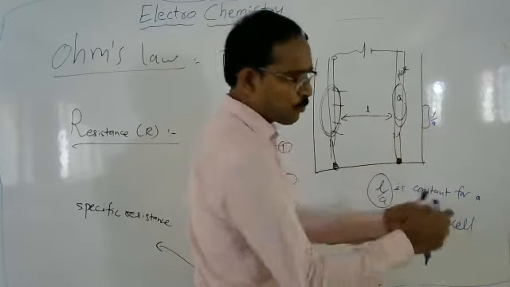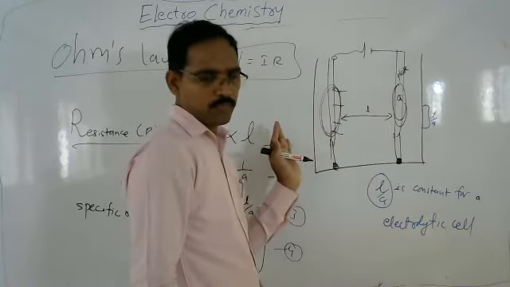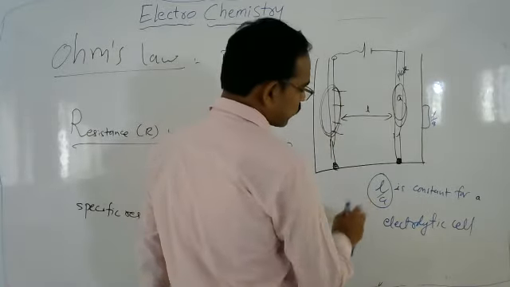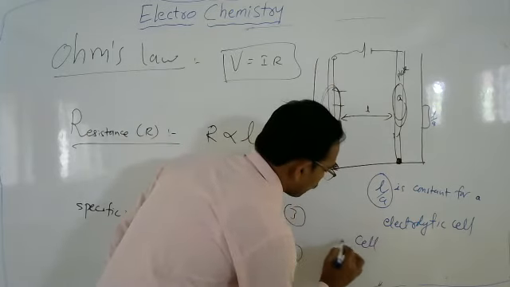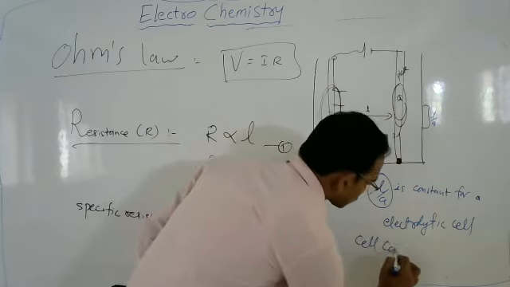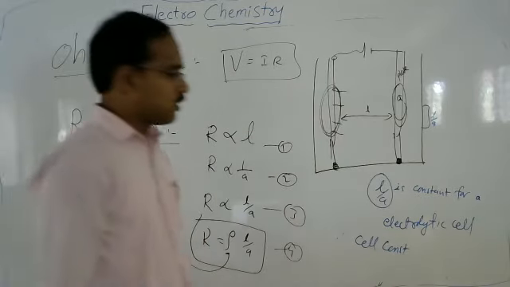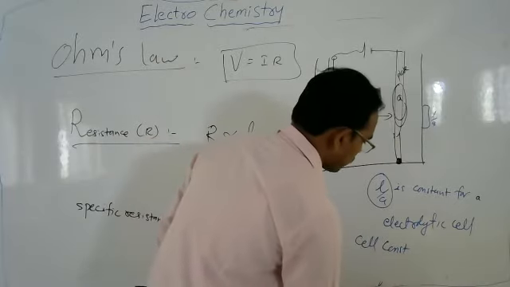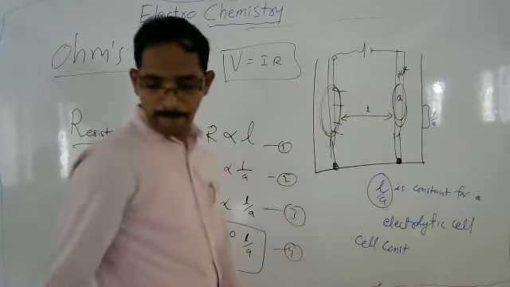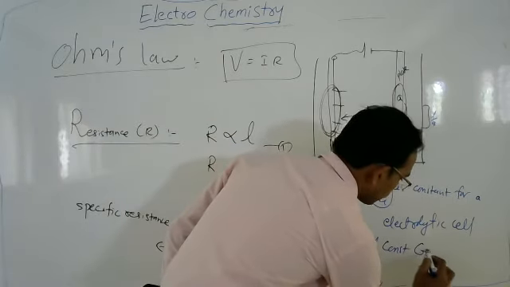Every time no need to measure that. L by A value, they will write it on the cell only. So that's why it is known as cell constant. The symbol in different books is different. Here we are taking cell constant as G, sometimes G star.